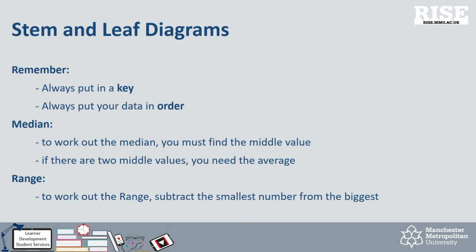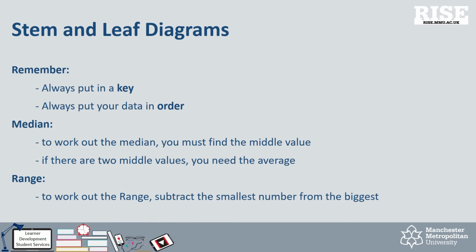Just some key takeaway facts then about stem and leaf diagrams. Always remember to include a key so that the reader knows how to interpret the data. Always put your data in order. Remember the stems go in ascending order vertically downwards and the leaves go in ascending order horizontally.